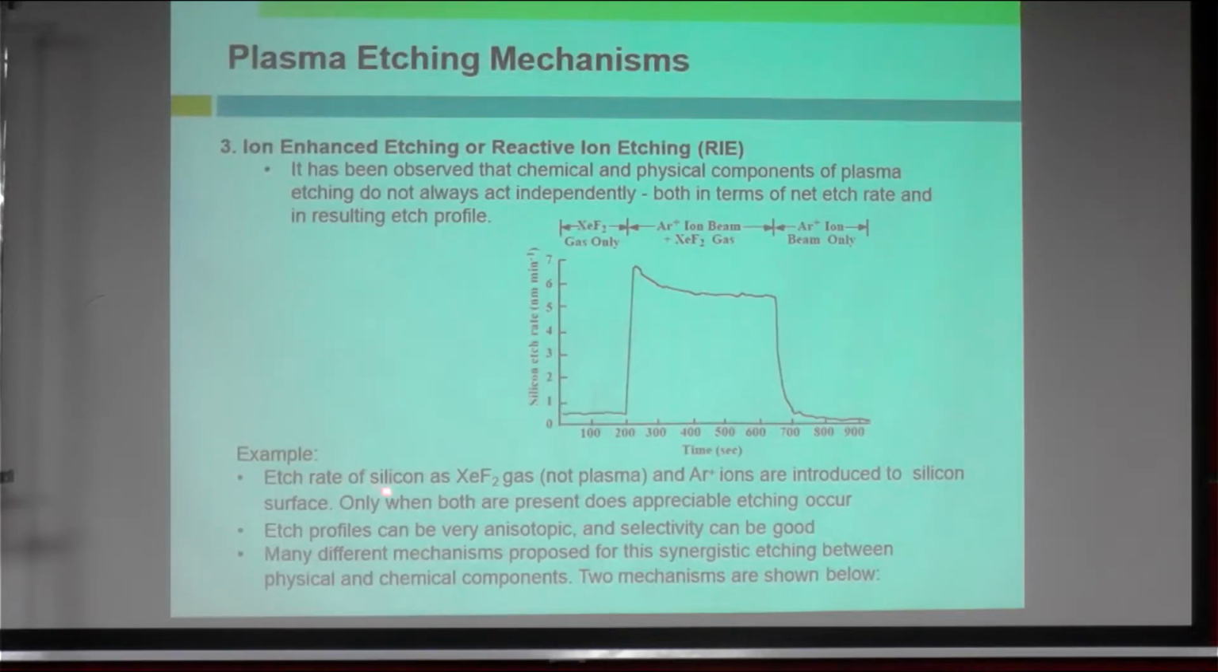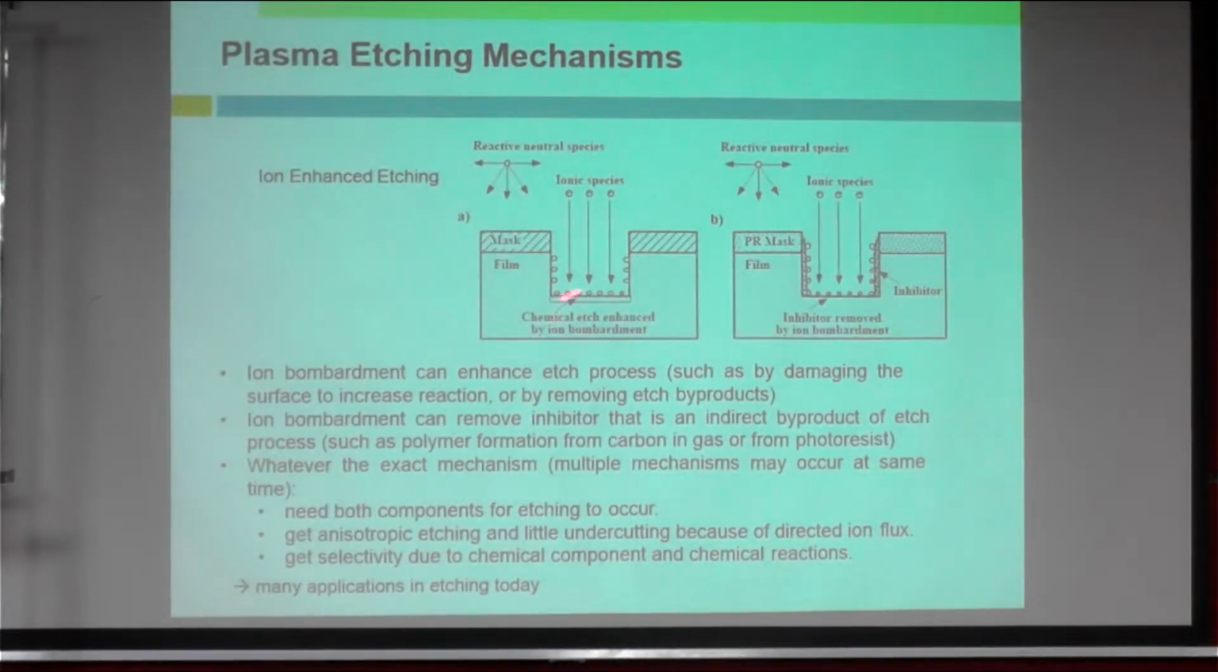So the etch rate of silicon as XeF2 gas, not plasma, and argon ion are introduced to the silicon surface. Only when both are present does appreciable etching occur. Etch profile can be very anisotropic and selectivity can be good. And many different mechanisms are proposed for this synergistic etching between physical and chemical components. Two mechanisms are shown below here.